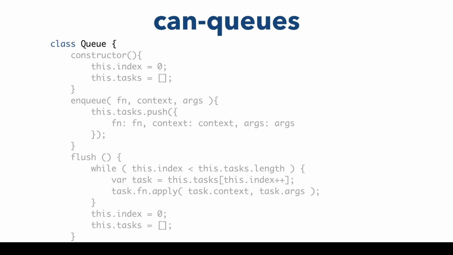To implement a queue is relatively straightforward. You keep a list of tasks and a cursor to the next task that needs to be flushed. And queue adds the function, its context, and its arguments to the task array. Flush walks through the list of tasks, incrementing the cursor and calling each task. When there are no more tasks, the counter and list of tasks are reset.